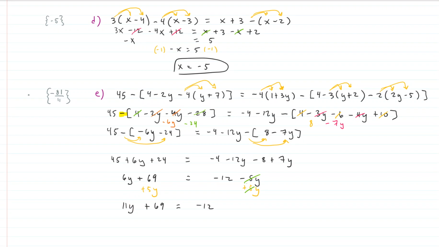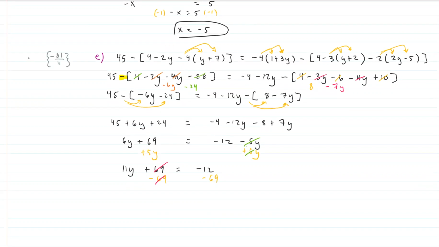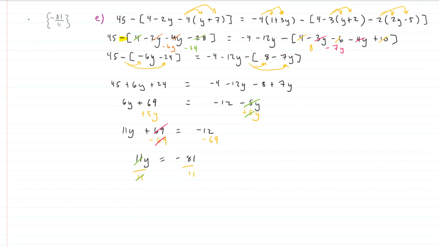And let's get the 69 to the other side. So subtract 69 on both sides. Cancels on the left, and we have negative 12 and negative 69, which is negative 81. So we have 11y equals negative 81, and we're almost done here. Let's divide by 11 on both sides. The 11s cancel in front of the y, and we're left with y equals negative 81 over 11.